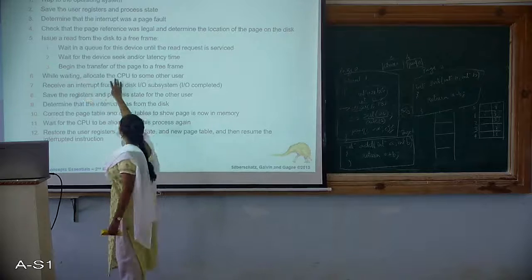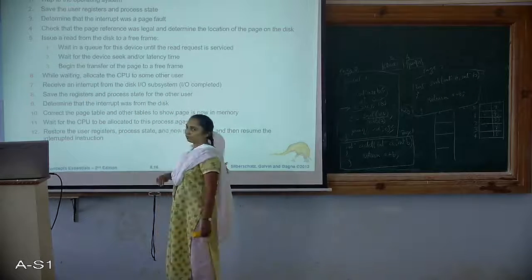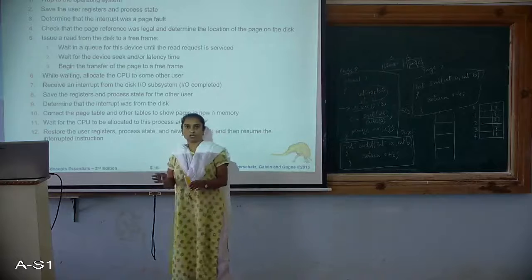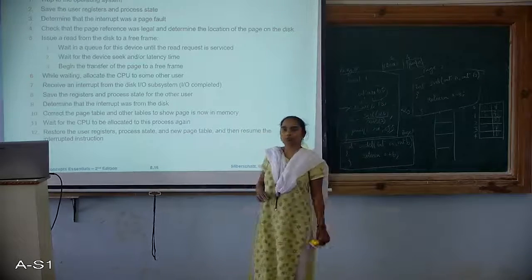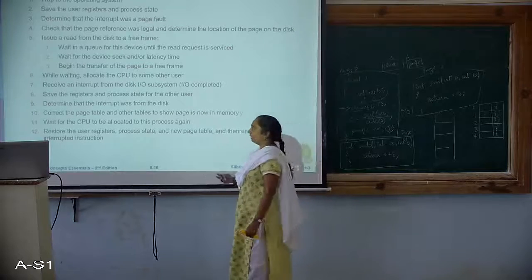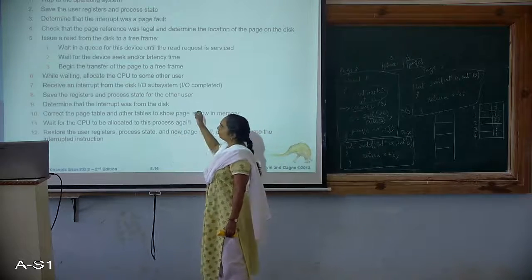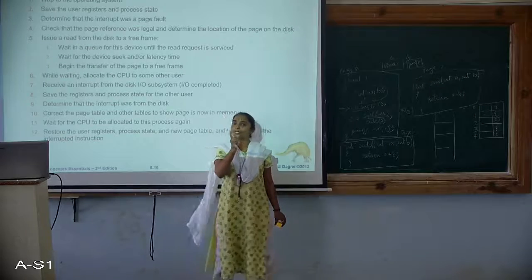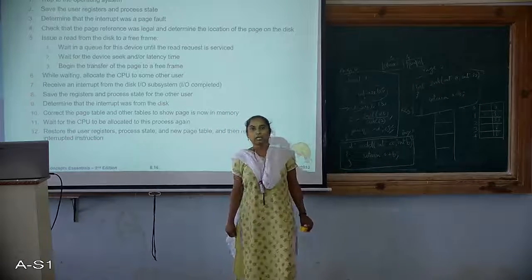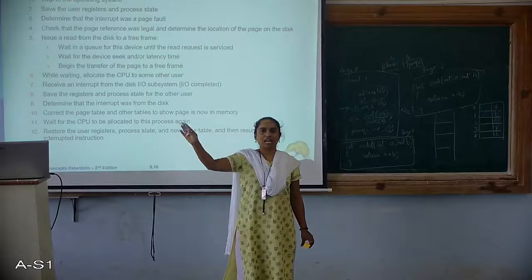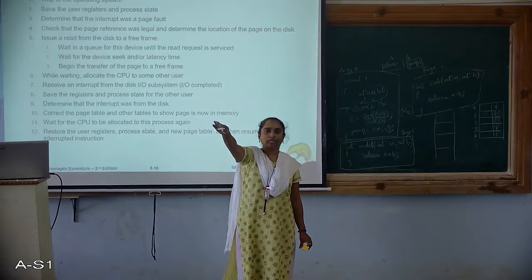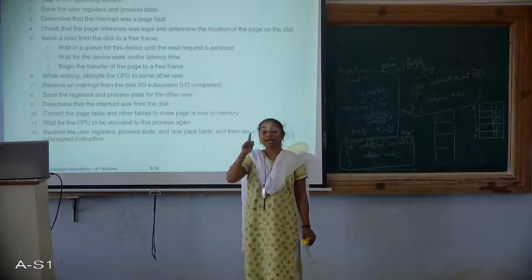Once that is done, while waiting, allocate the CPU to some other user. So process P1 has gone into waiting. So process P2 is allocated to the CPU for execution. Meantime, receive an interrupt from the disk IO. Again, the operating system gets an interrupt signal from the hard disk saying that yes, whatever you had asked for, I have put it into the RAM.